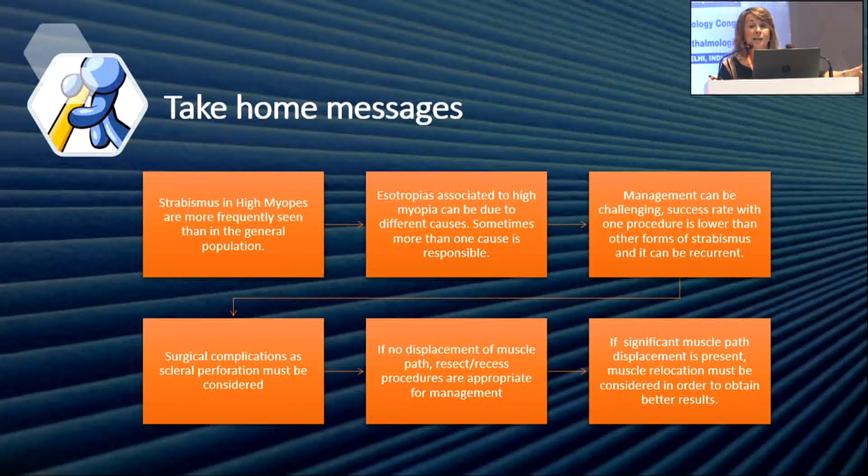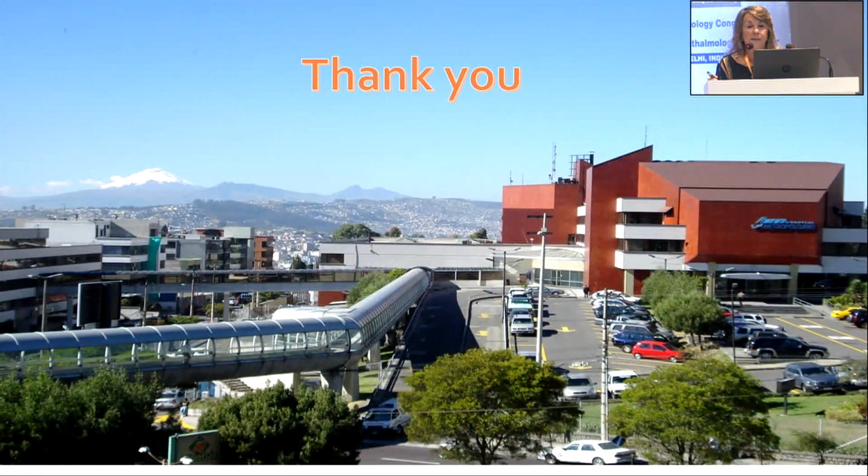Management can be challenging. The success rate with one procedure is lower than in other forms of strabismus, and it can be recurrent, as in this patient. Surgical complications such as scleral perforation are something that you have to consider when operating on these patients. If there is no displacement of the muscle path, resect procedures are very suitable for these cases, but if significant muscle path displacement is present, muscle relocation must be considered in order to obtain better results.